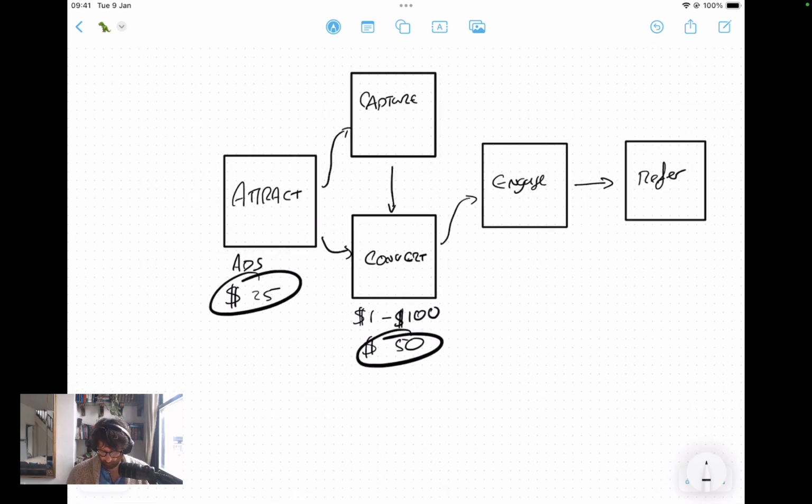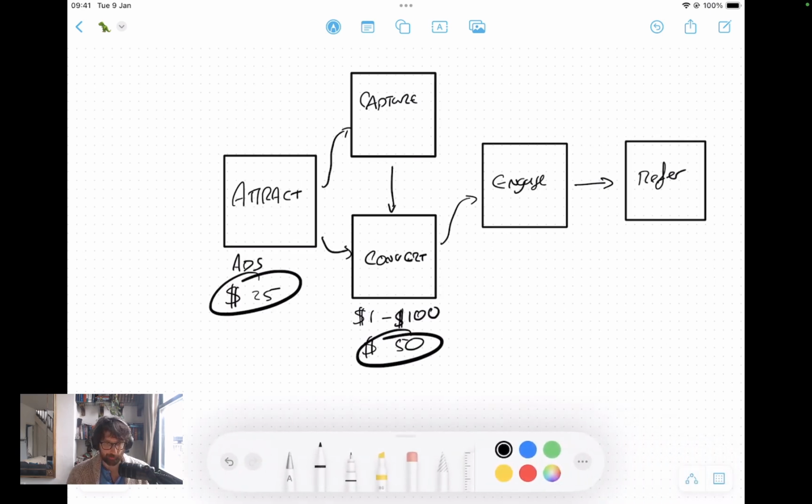Basically, you go straight from the attract mechanism, ads, to the convert mechanism, a sales page for a low ticket offer. You cover your costs, self-liquidating, and then at this stage, this is where you can sell your high ticket items over here, right?